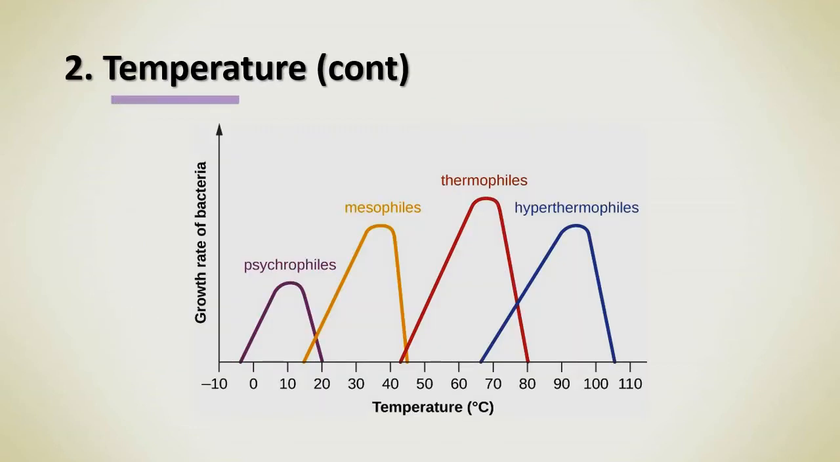So this is a summary. Psychrophiles are cold-loving bacteria, Mesophiles love moderate temperature, Thermophiles are bacteria that love hot temperature, and Hyperthermophiles love a super hot temperature.